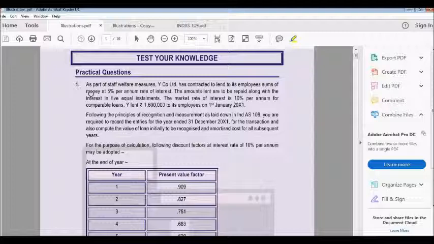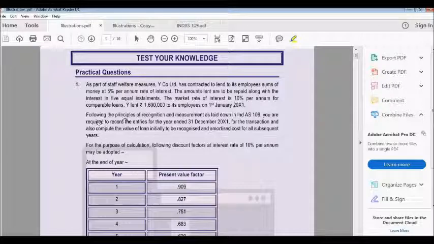The example is like this: as a part of a staff welfare measure, Y Company Limited has contracted to lend its employees a sum of money at a 5% rate of interest. The amount lent is to be repaid along with the interest in 5 equal installments. The market rate of interest is 10% per annum for a comparable loan. Y lent 16 lakh to its employees on 1st January 2001.